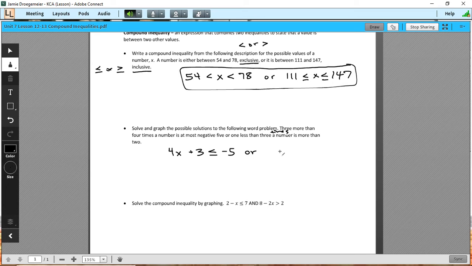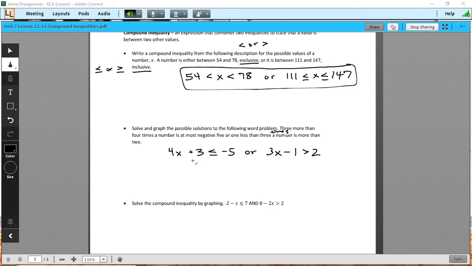Or, 1 less than 3 times a number. 3 times the number would be 3x. 1 less than that is 3x minus 1, is more than 2, greater than 2. So this would be how we would write that inequality. Then it's asking us to graph it. Before we can graph this, we need to solve these inequalities for x.